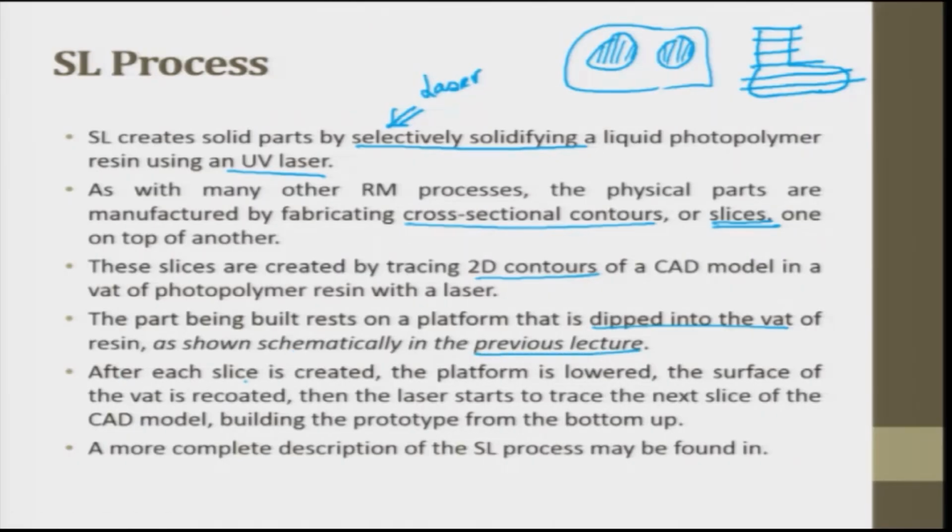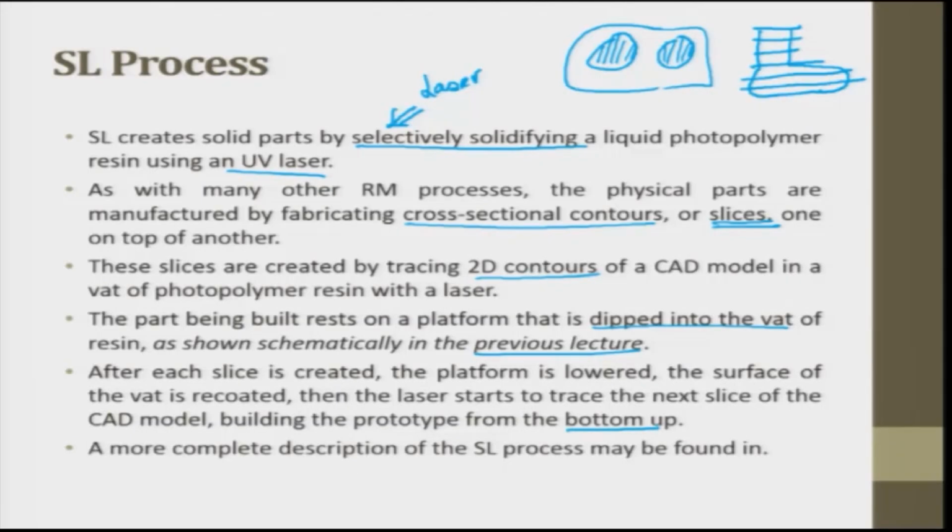After each slice is created, the platform is lowered, the surface of the vat is recoated, then the laser starts to trace the next slice of the CAD model, building the prototype from the bottom up. So you are trying to build the part from bottom to top. That is what is called the bottom up approach. A more complete description of the SL process may be found in the reference.